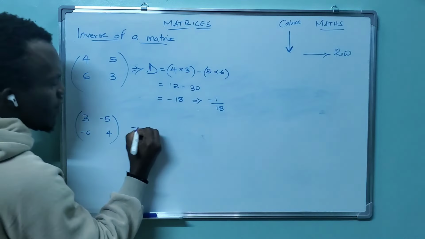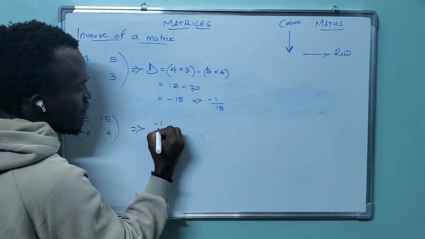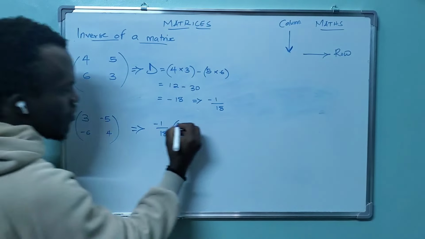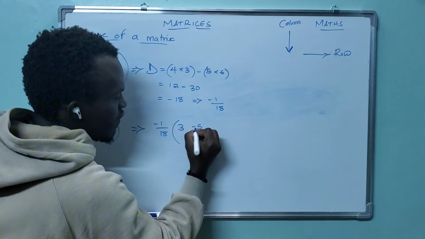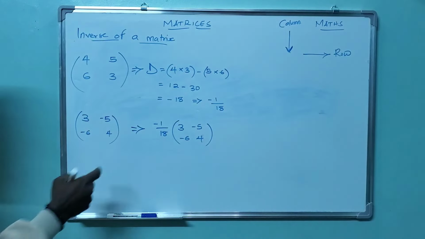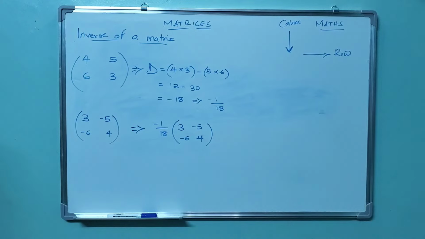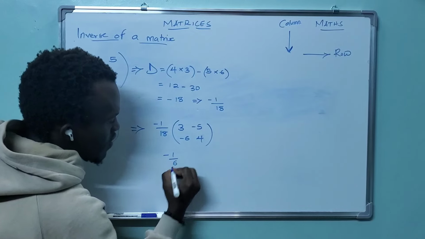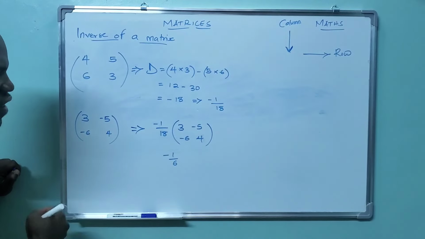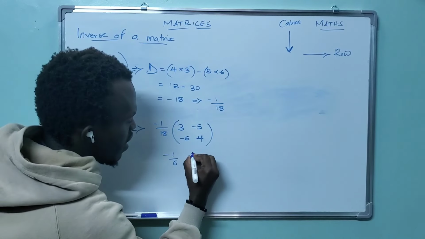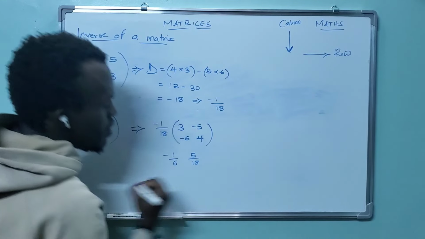Now for me to combine the two, I'm going to say negative 1 over 18, then multiply with the inverse of the matrix, which is 3, negative 5, negative 6, 4. What am I going to have? Negative 1 over 18 multiplied by 3. 3 goes there 6 times, so I'm going to have negative 1 over 6. That is for that. Then for that one, this negative and this negative will form a positive, so I'll have 5 over 18.